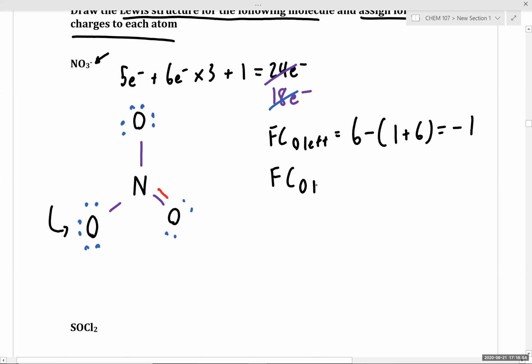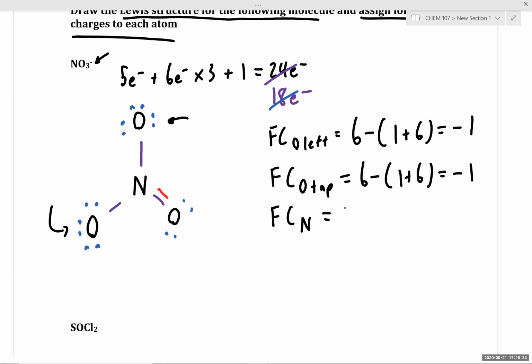Calculating the formal charge of the oxygen on top of our structure, which would be right here. Again, we have a group number of 6. We have 1 bond and 6 lone pair electrons. That gives us a formal charge of -1. Finally, we can calculate the formal charge of nitrogen. What is nitrogen's group number? 5. Okay. How many bonds do we form? 4. Okay. And we have 0 lone pair electrons on nitrogen. So that gives us a formal charge of +1.